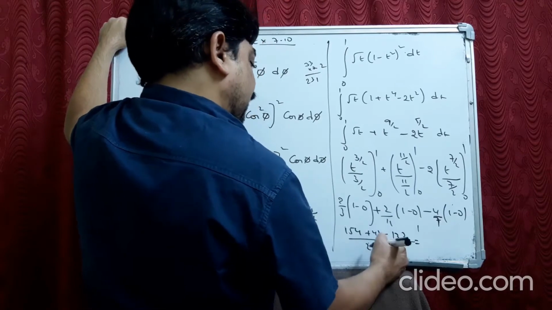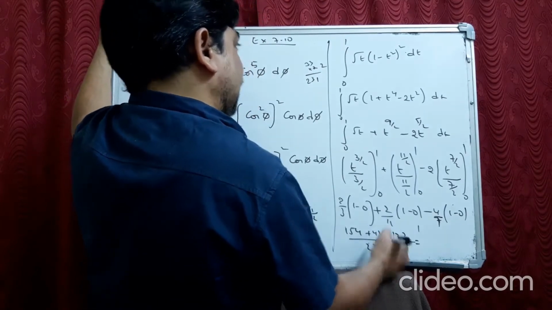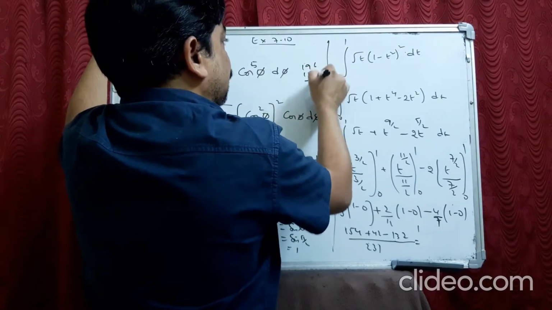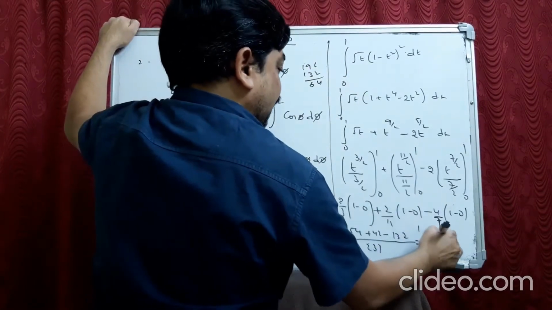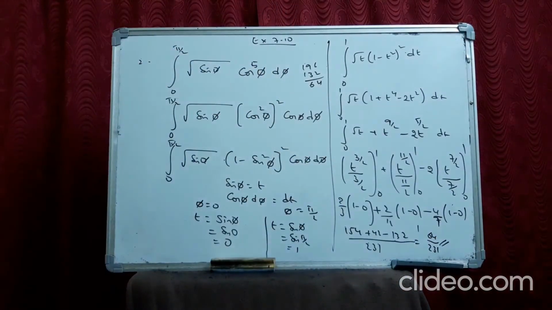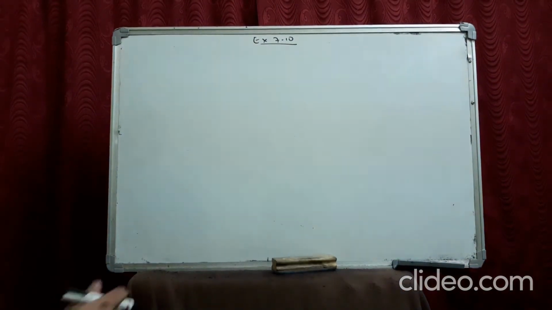132. So finally it becomes 196 minus 132. 196 minus 132, 64 by 231 is the answer. Okay. Now see the third question.